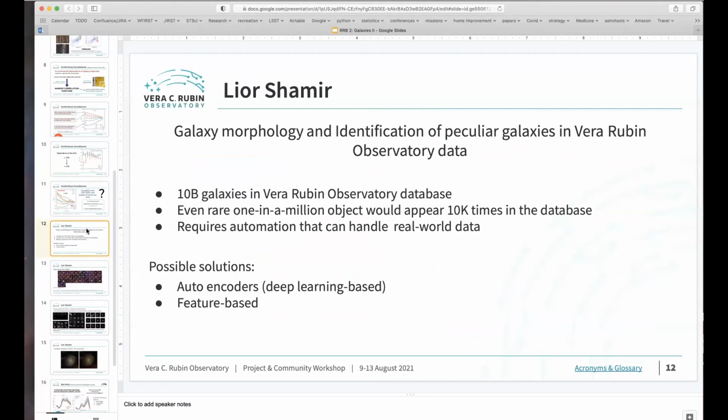Okay, so we're going to have about 10 billion galaxies imaged by the Vera Rubin Observatory. We can assume that most of those galaxies are going to be like Hubble sequence galaxies, regular galaxies, but some of those galaxies are going to be different, rare galaxies. Even a rare one-in-a-million object will appear in the data set about 10,000 times. And the question is how we find them. Next slide.